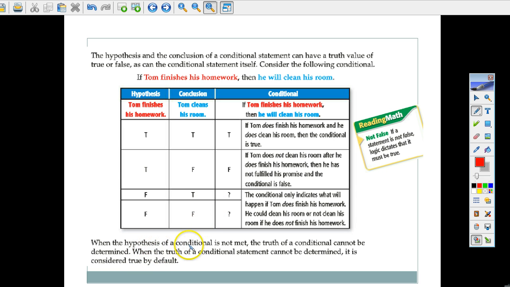When the hypothesis of a conditional is not met, the truth of the conditional cannot be determined. When the truth of a conditional statement cannot be determined, it is considered true by default. So if it cannot be determined, then it's going to be true. Okay? So reading it, it is not false. If a statement is not false, logic dictates that it must be true. If it's not false, then it is true.